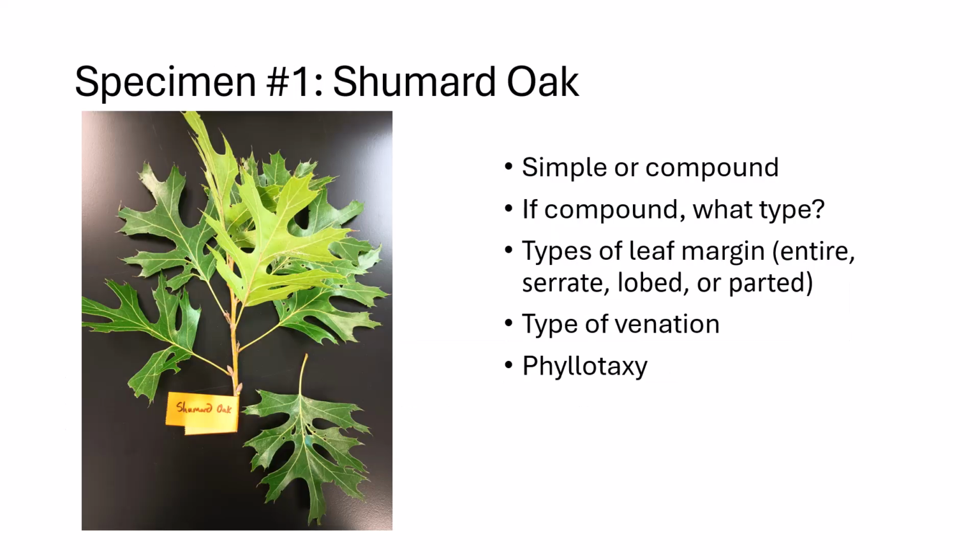Your first specimen is Shumard oak, Quercus shumardii. Take a look at the stem in the center with its large buds in the axils and determine if it is simple or compound. If it is compound, what type? Palmate, pinnate, or bipinnate? What is the type of leaf margin? Entire, serrate, lobed, or parted? Does this have pinnate, palmate, or parallel venation? Does it have alternate, opposite, or whorled phyllotaxy? Note each of these in the table in your lab notebook.